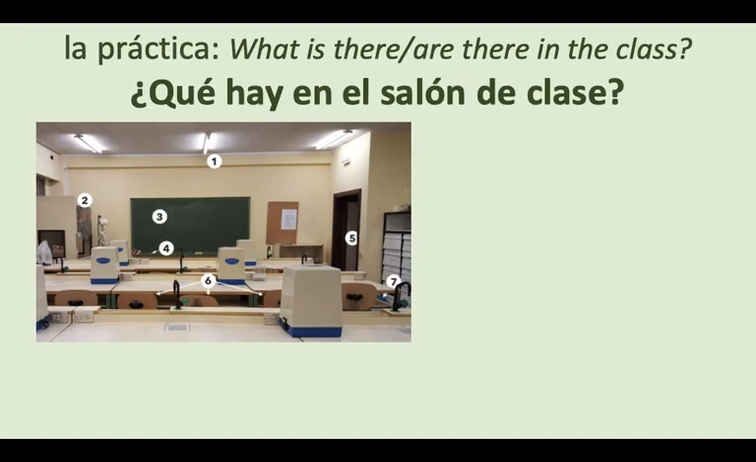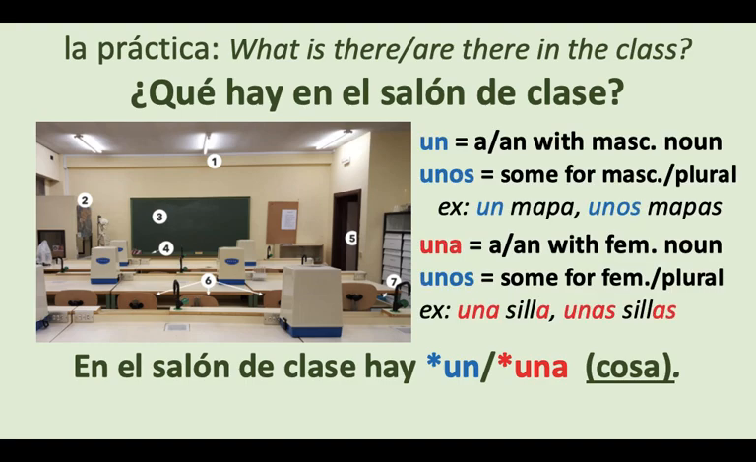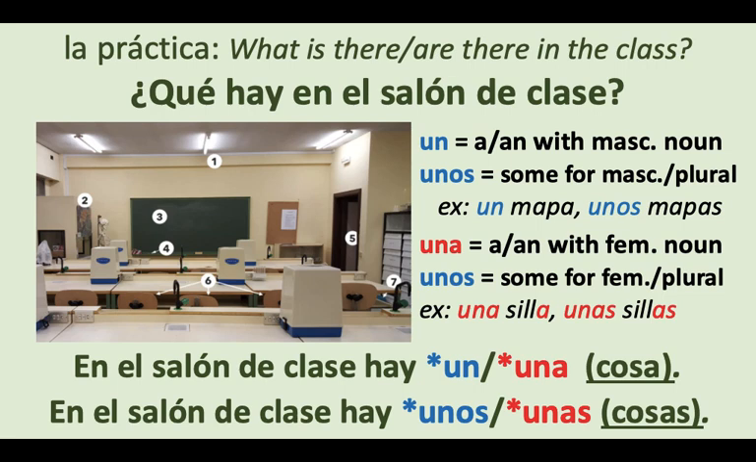And let's wrap it up. Once again, we'll ask the question ¿Qué hay en el salón de clase? You're going to answer with en el salón de clase hay. In the classroom there is or there are. Un or una. Maybe it's plural. You could say unos or unas. En el salón de clase hay unos or unas and those items. The second one here, sorry, this should be unas. It should look like this, unas. Okay, I did a copy there, but it's going to be the feminine version.